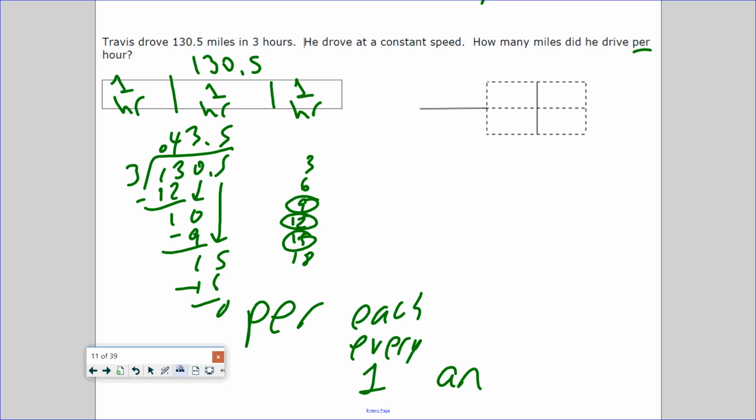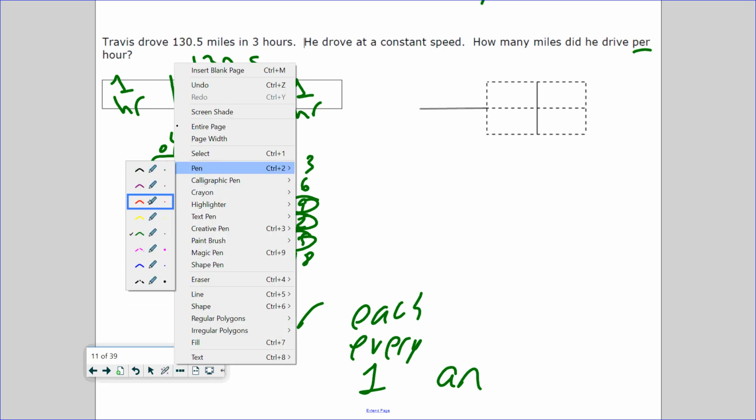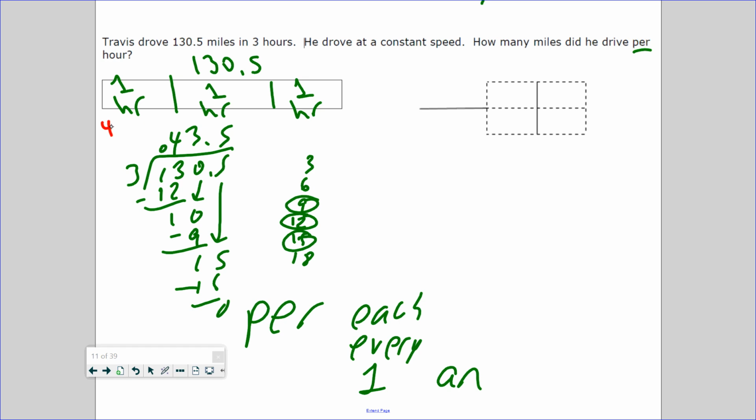So, each hour, he drives 43.5 miles. Each hour, he drove 43.5 miles. That means 2 hours, 43.5 and 43.5. That would be 43 plus 43 is 86, half and half, 87 miles.